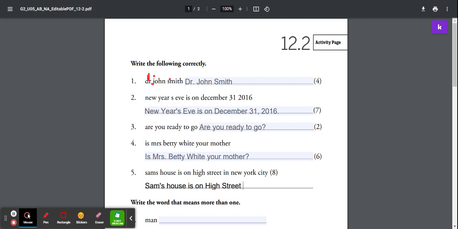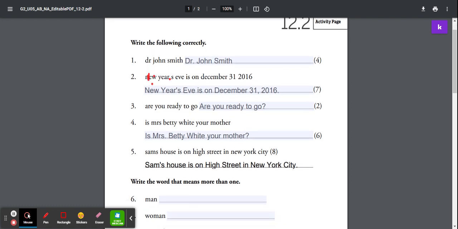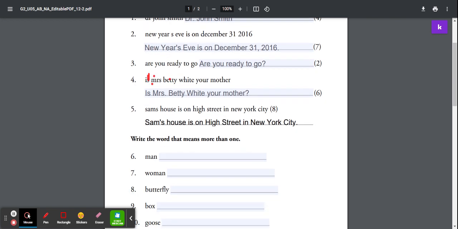That's 4. In New York City. Oh, that's a place, a state or city inside of a state. So capital N-E-W. 5. York. 6. City. And 7. I need one more. Sam's house is on High Street in New York City. It's not asking me a question, and it's not an exclamation, so it must be a period. It's telling me something. All right, let's go down to number 6.